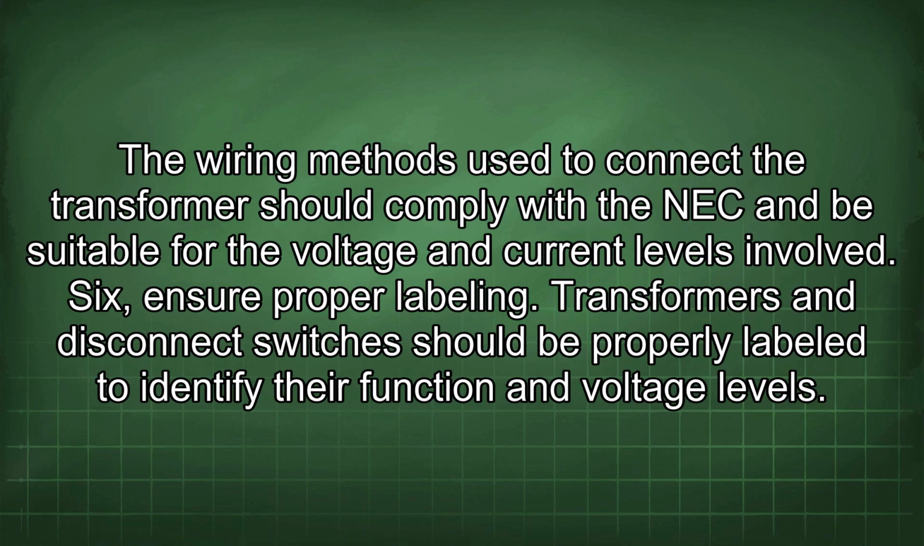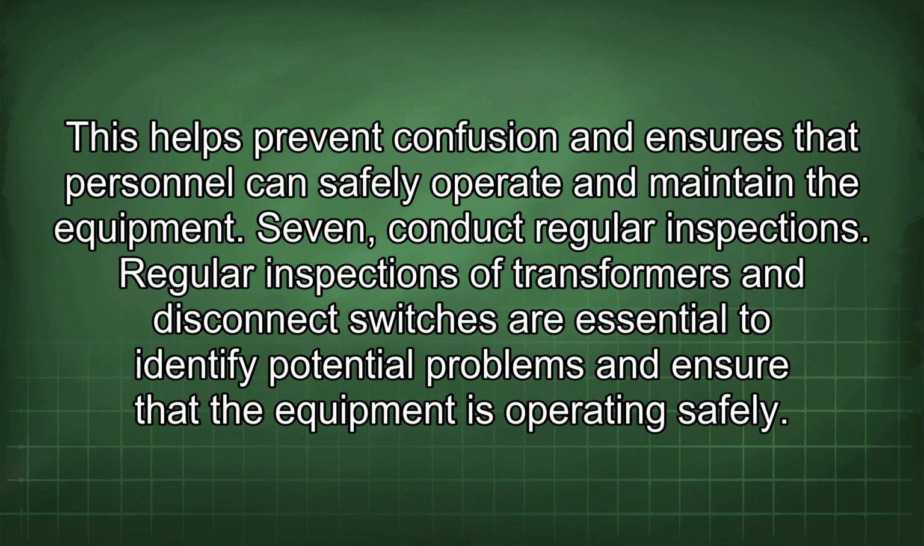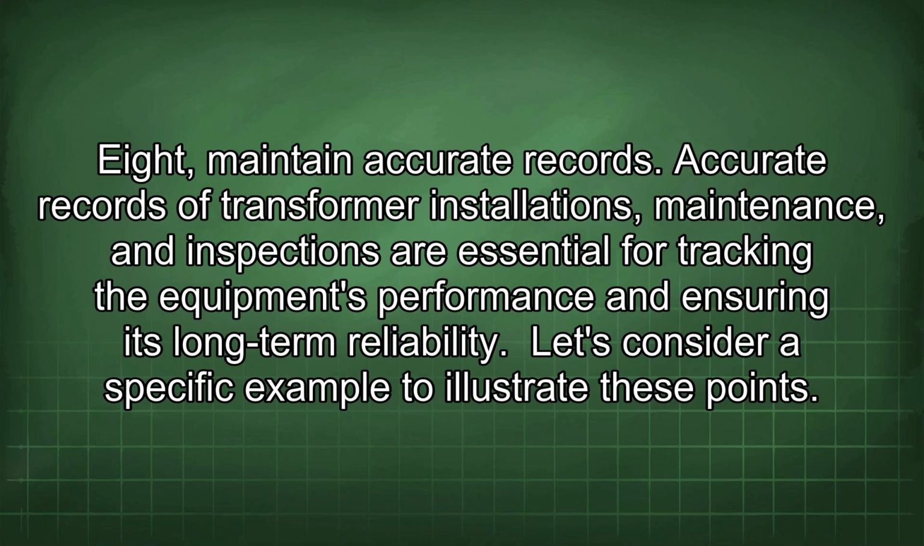6. Ensure proper labeling. Transformers and disconnect switches should be properly labeled to identify their function and voltage levels. This helps prevent confusion and ensures that personnel can safely operate and maintain the equipment. 7. Conduct regular inspections. Regular inspections of transformers and disconnect switches are essential to identify potential problems and ensure that the equipment is operating safely. 8. Maintain accurate records. Accurate records of transformer installations, maintenance, and inspections are essential for tracking the equipment's performance and ensuring its long-term reliability. Let's consider a specific example to illustrate these points.